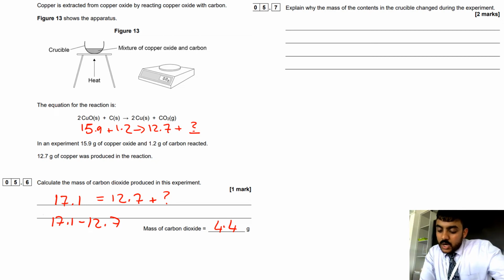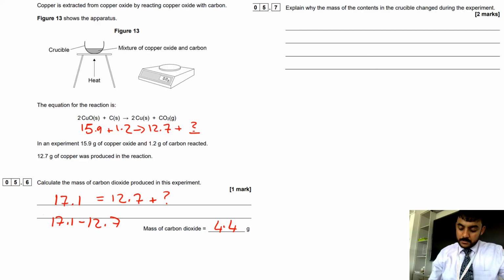Explain why the mass of the contents in the crucible changed during the experiment. That's the even more important bit. Why did the mass of the contents of the crucible change? Well, during the experiment, the carbon dioxide gas escapes. That's the first thing that we can say.